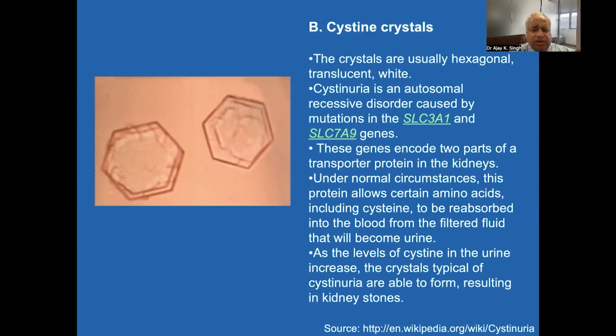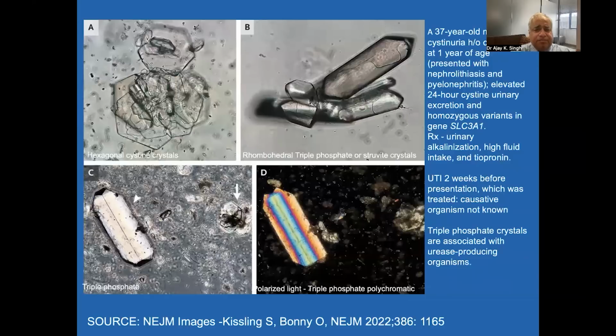Now, under normal circumstances, the protein allows certain amino acids, including cysteine, to be reabsorbed into the blood from the filter fluid that will then become urine. As the levels of cysteine in the urine increase, however, the crystals typical of cystinuria are able to form, and you see these crystals in the urine, and in more advanced cases, we'll see kidney stones.